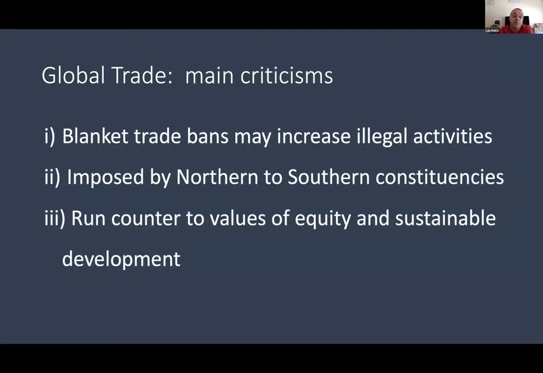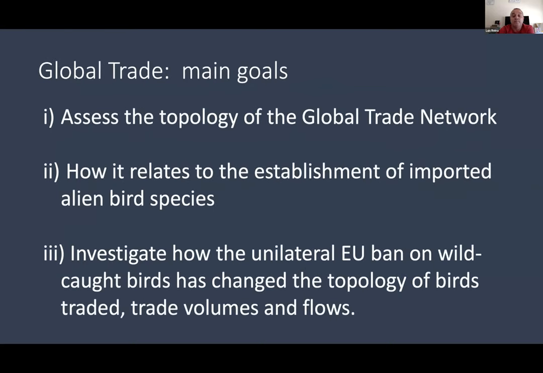Main criticisms. Well, a blanket trade ban may sometimes increase illegal activities. They are often imposed by northern and rich countries on southern and poor countries, and may run counter to values of equity and sustainable development. Well, in this study specifically, we try to understand how the European ban has affected or not the avian flux across the globe.